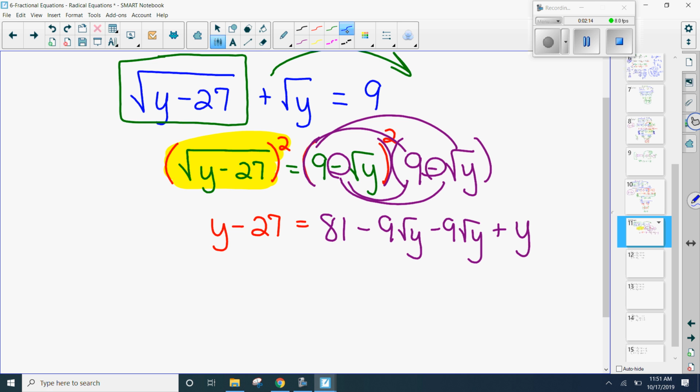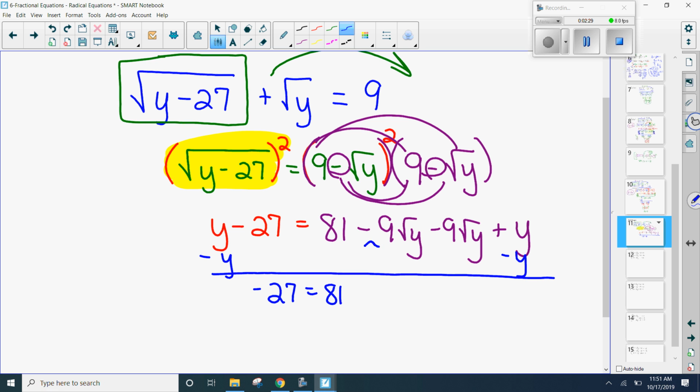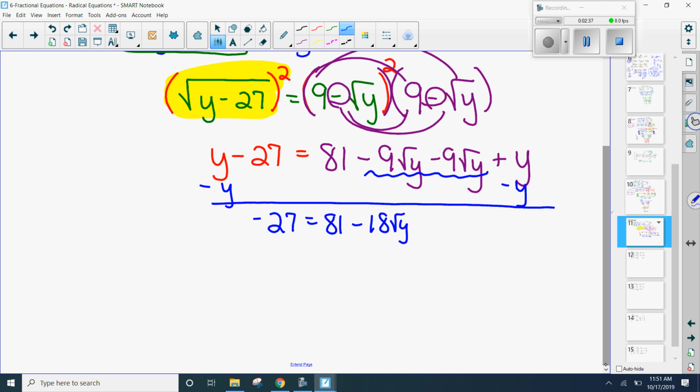We went through this yesterday, we kind of combined two steps. If I subtract y from both sides, they cancel. So you get negative 27 is equal to 81, and I'm going to group these two terms together to give you negative 18 radical y. What's the next step you do? Bring the 81 over. So I want to subtract 81. So you get negative 108 is equal to negative 18 the square root of y.